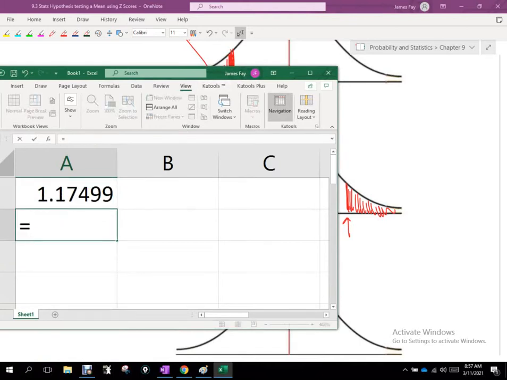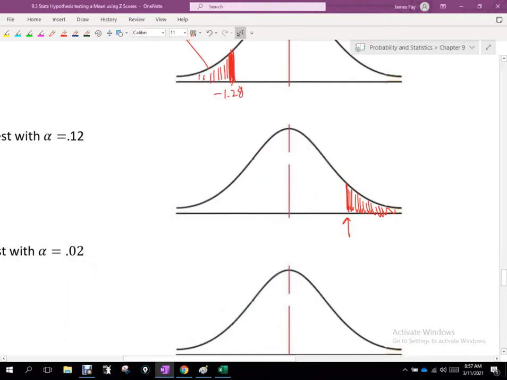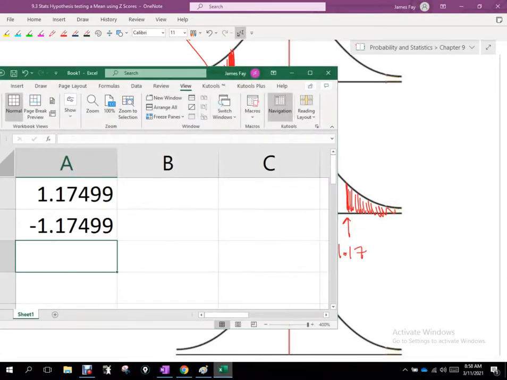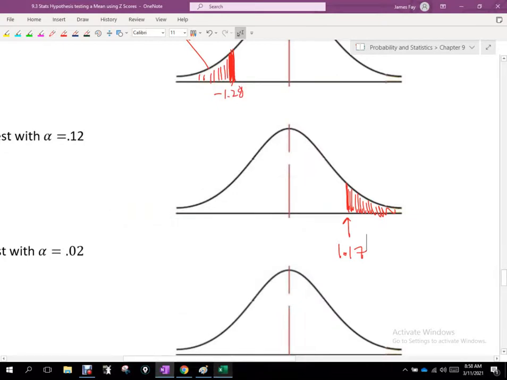Or, and this is what I like, because I know that the distribution is symmetric, if I just type in the area 0.12, mean 0, standard deviation 1, it'll give me the same number but negative. So that negative is telling me that this z-score right here would be negative 1.17, but we want the one over here, so it's positive 1.17. Does that kind of make sense?